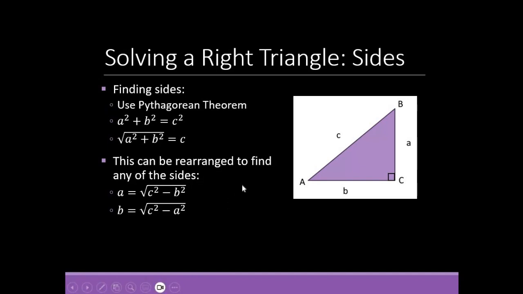Alright, so that's finding the sides, and that's if you have enough information to use the Pythagorean theorem. What that means is you have to have two sides in order to use the Pythagorean theorem. If you have a and b, you can use this first formula. If you have c and one of the other two, you have to use one of these other formulas.